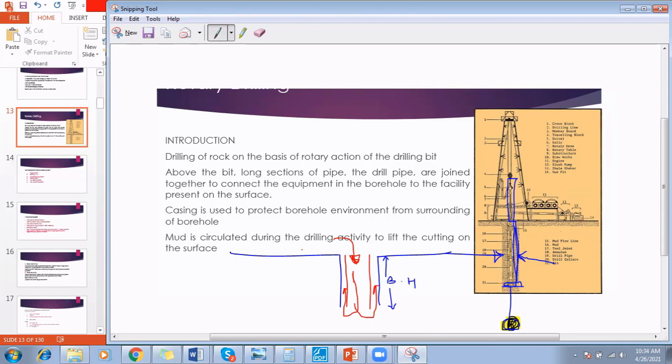This whole activity is called cementing. The process in which cement is poured in the borehole to maintain or increase the strength of the borehole is called cementing. So this is the brief description of the rotary operation in drilling.